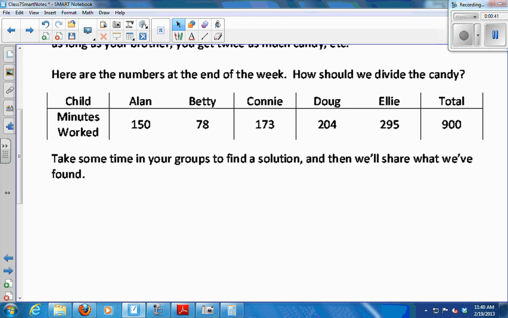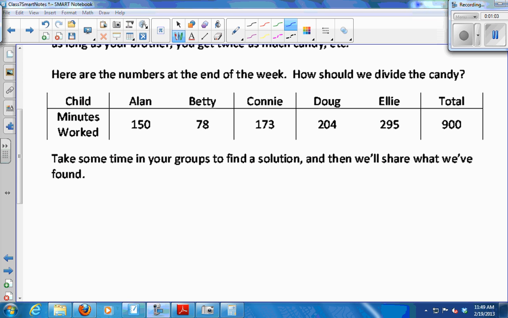And I want you to take some time in your groups, find a solution. How much candy should each child be given of the total of the 50 pieces of candy? How many pieces should each kid get? Assume that you can't break the candy into pieces. Okay, it's not candy that you can break up.